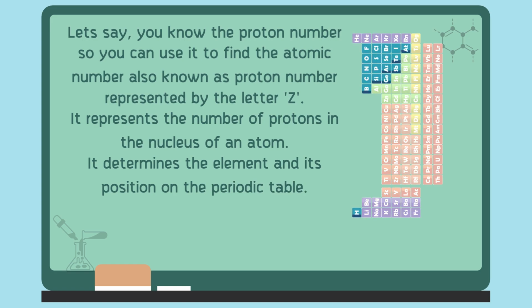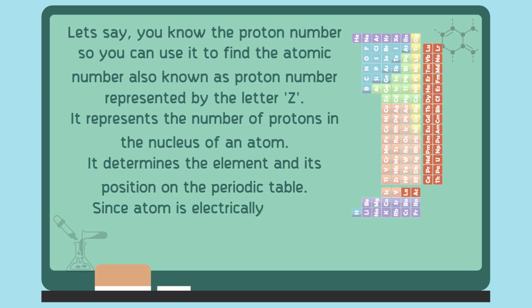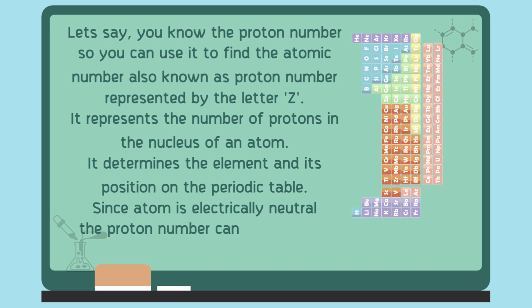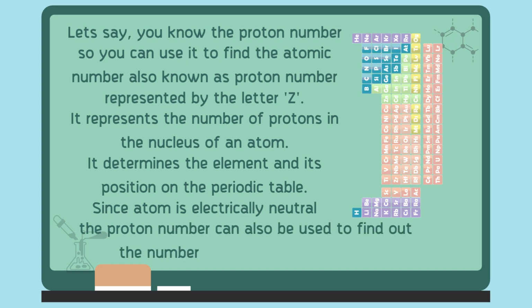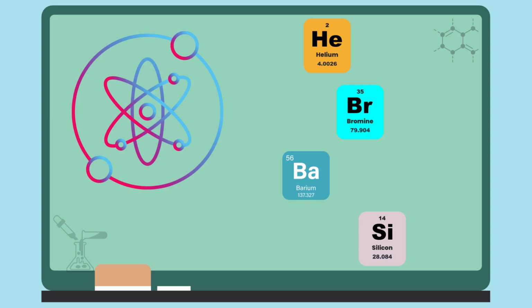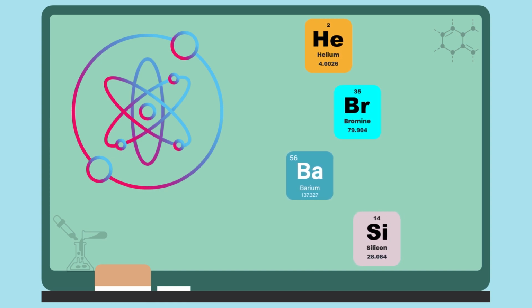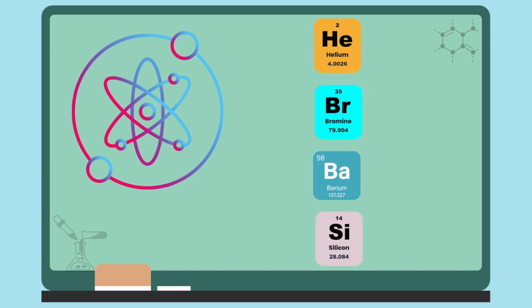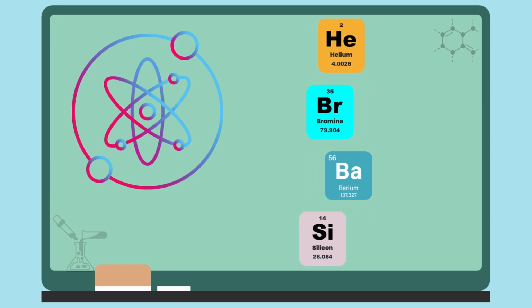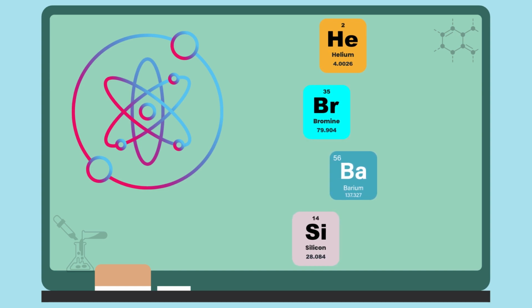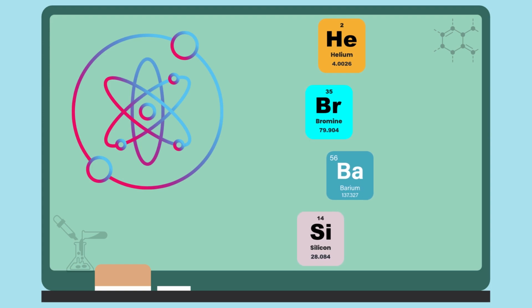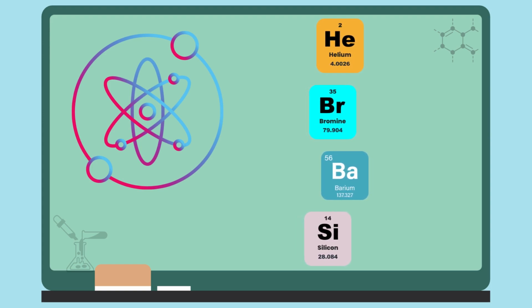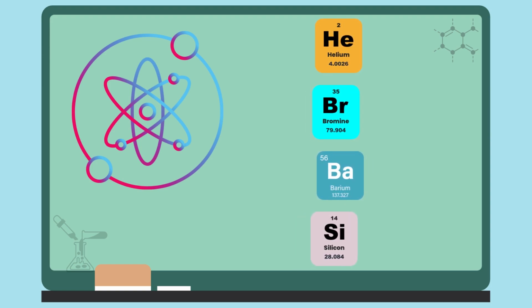Since atoms are electrically neutral, the proton number can also be used to find out the number of electrons in an atom. Each atom always has the same number of protons and electrons. Therefore, if one knows the number of protons in an atom, it is safe to assume that it will have the same number of electrons. Each element has a unique proton number. This suggests that no other element has atoms with the same proton number.